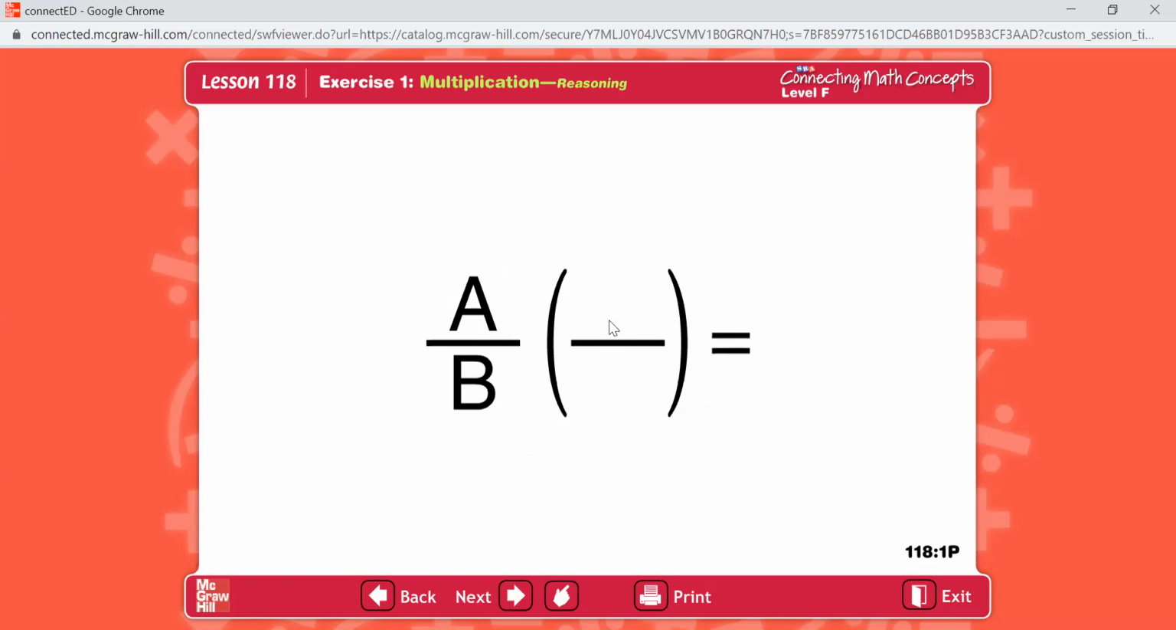Let's say that A over B equals a whole number. If we multiply A over B by a whole number, the answer would always be another whole number. If we multiplied by a fraction that equals 5, we would again end up with a whole number. That number would be more than A over B.